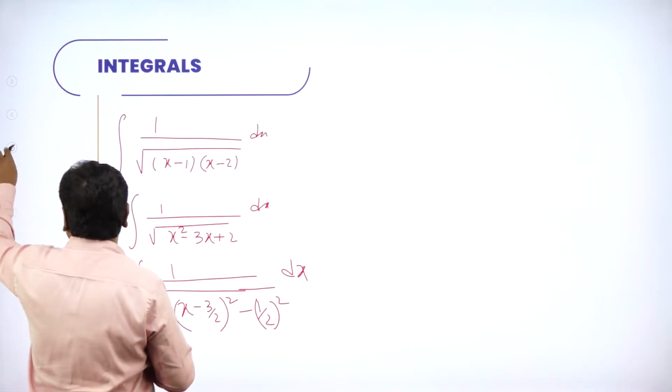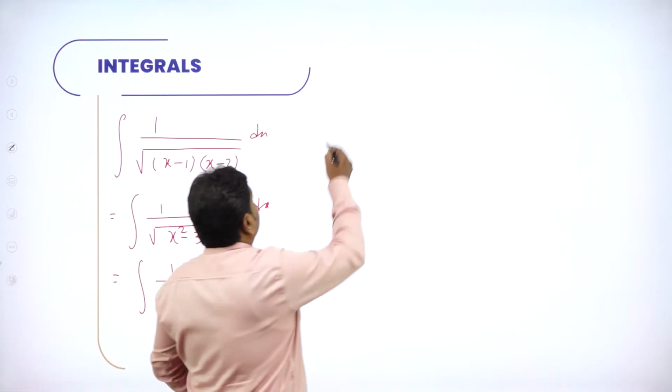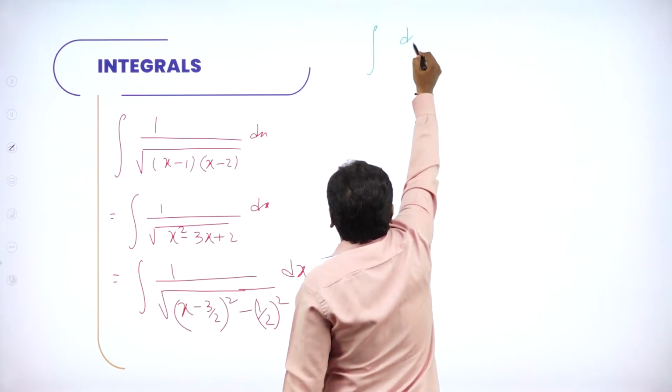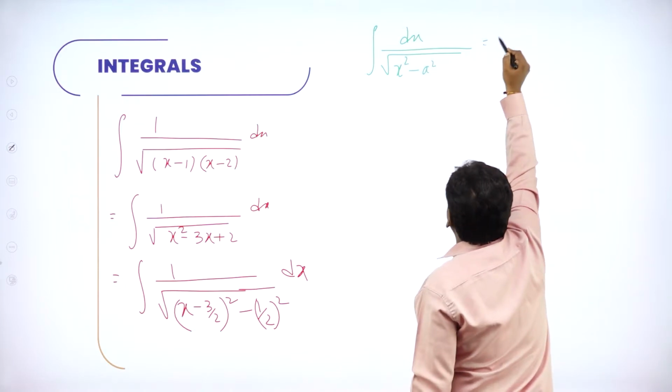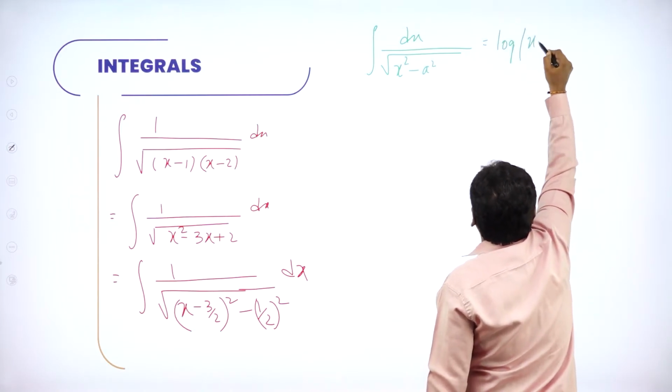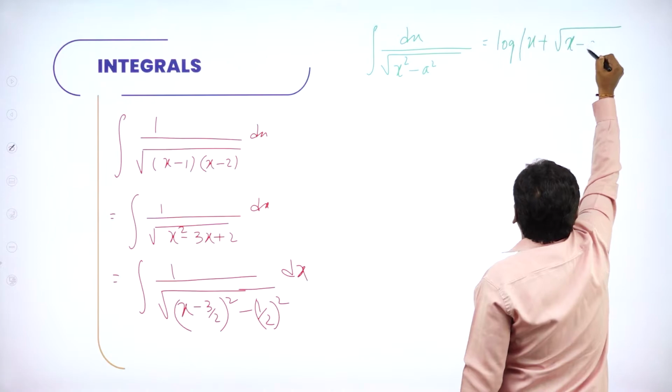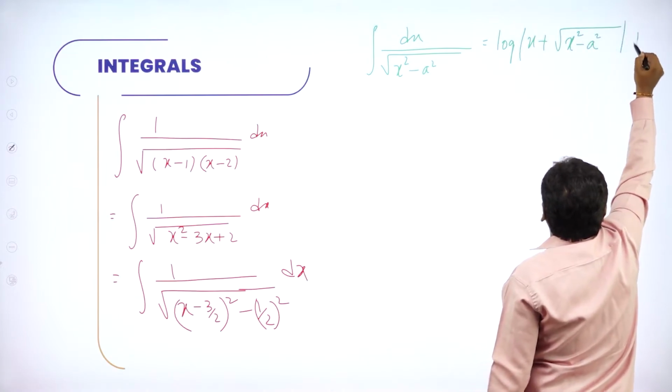So it resembles, or it is in standard form, you know, integration of dx divided by root of x square minus a square. What is the formula? This is log of mod of x plus root of x square minus a square plus c. This is the answer.